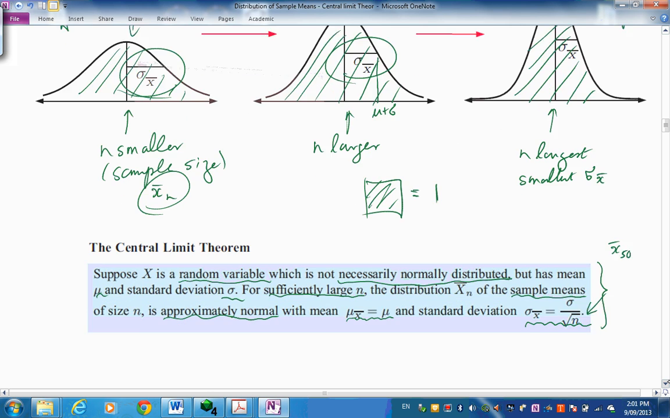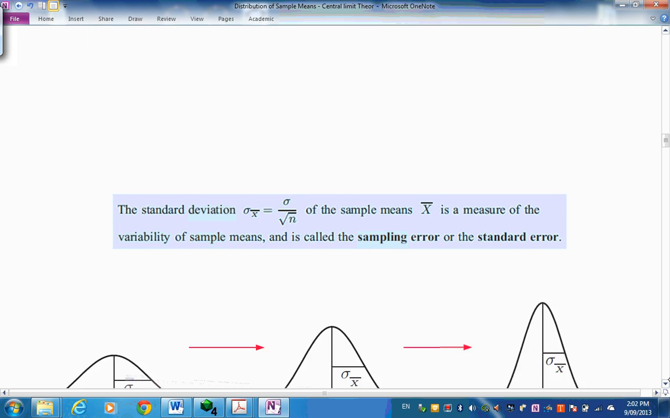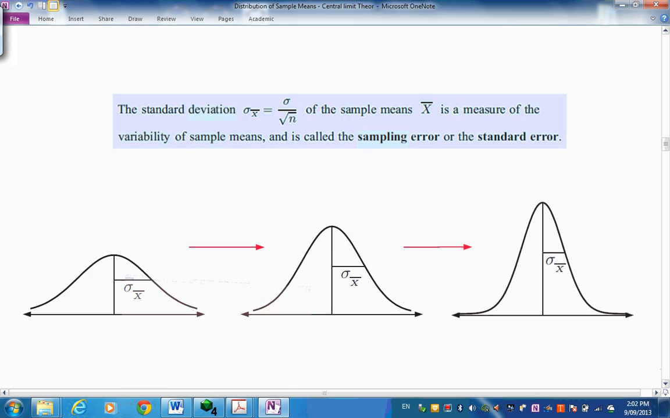Let's go down and see another little definition. Here we go here. The standard deviation, sigma x bar, which is the original sigma of x divided by root n of the sample means, is a measure of the variability. Yeah, that's how much they vary, or a spread, isn't it? Standard deviation is the spread away from the mean. In fact, it's the square root of the mean of the squares of the deviation of individual scores away from the mean, if you want to get technical. Anyway, so it's called the sampling error or standard error.